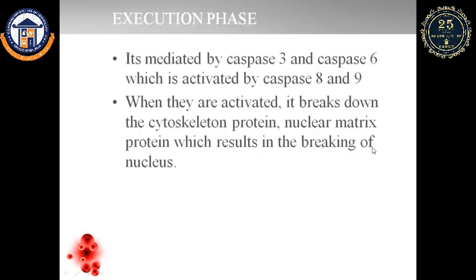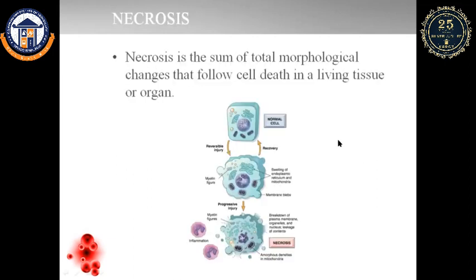The execution phase, in which the activated enzymes act, is mediated by caspase 3 and caspase 6, which are activated by caspase 8 and caspase 9. When they are activated, they break the cytoskeleton protein and nuclear matrix protein, which results in the breaking of the nucleus. Necrosis. Necrosis is the sum of total morphological changes which follow cell death in living tissue. If a cell gets damaged, it can recover and it should recover. If the cell does not recover from its damage, it undergoes the process of necrosis if it has a progressive injury.